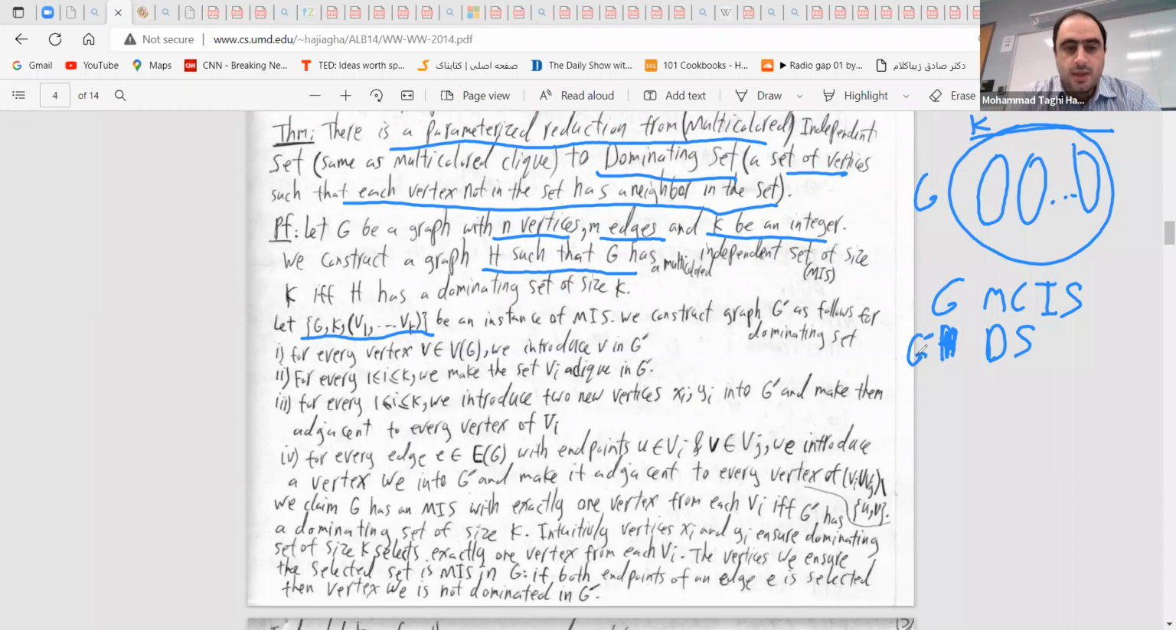So how do we create it? So the first thing is this one. For every vertex v belonging to the vertices of G, we introduce a vertex v in G prime. So for each vertex here, we are putting a vertex in G prime as well. So this is G prime. So any vertex v here, we are putting a vertex v here.